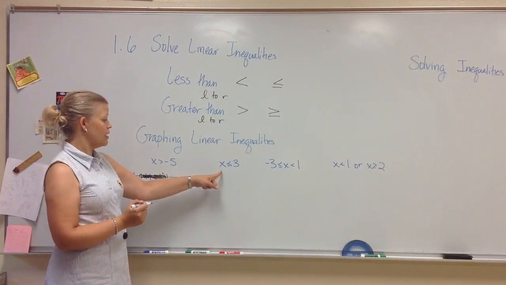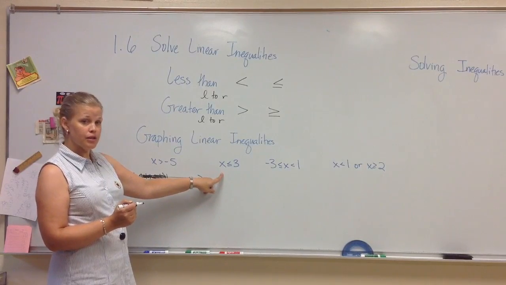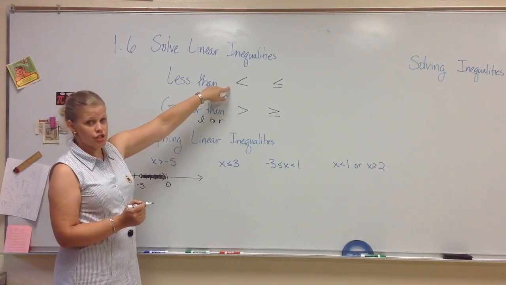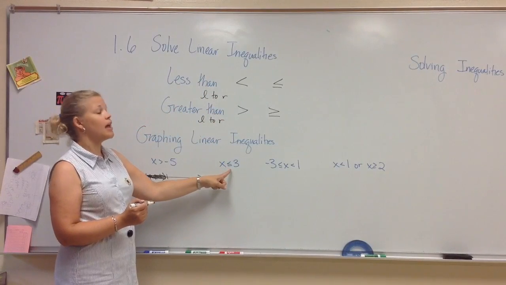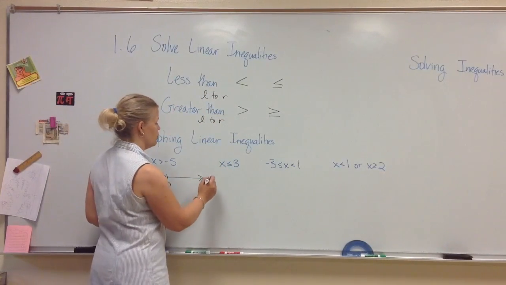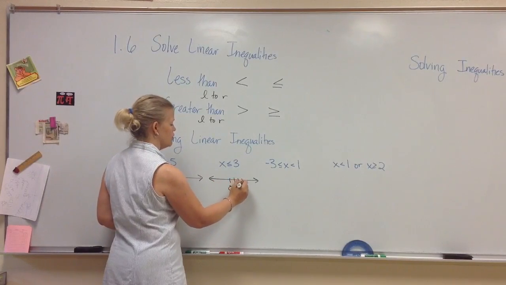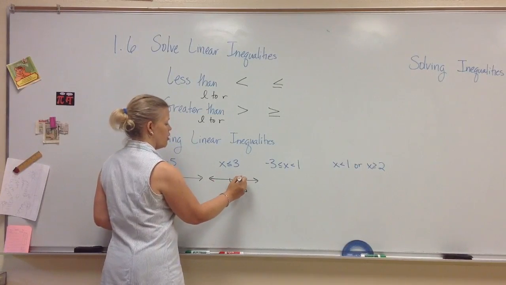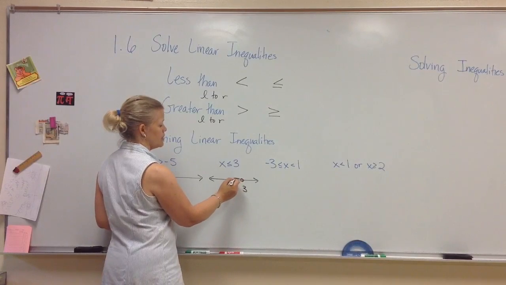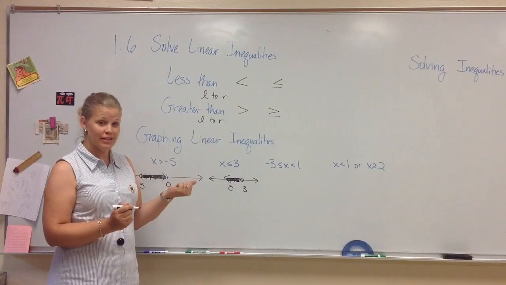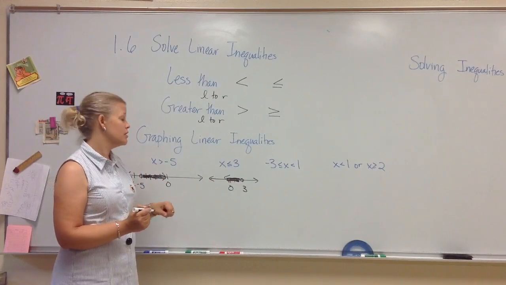Okay? Here we've got another one. Hopefully you're reading this with me. Use your cheat sheet if you have to. X is less than or equal to 3. So when you go to graph it, put in your 0, 1, 2, 3. Now, we mark 3, and we want the stuff that's less. So going to the left, isn't that nice? The stuff that's less goes to the left.